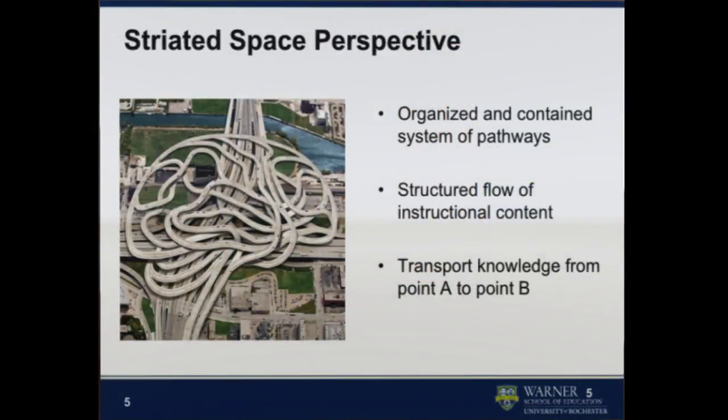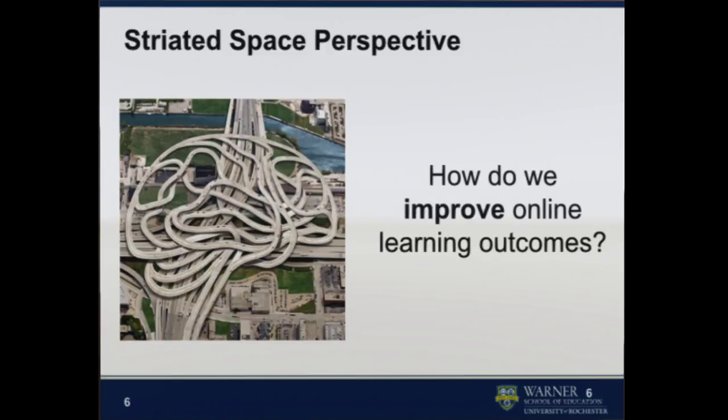So in general, when we view research from a striated space perspective, we can think of the popular metaphor, cruising the information highway. Information is organized in a system of pathways with a structured flow to deliver instructional content. So think about your typical online class. These designs are meant to optimize the transport of knowledge from point A to point B. In other words, research from striated space perspectives is all about how we can make online instruction better. How do we improve online learning outcomes?